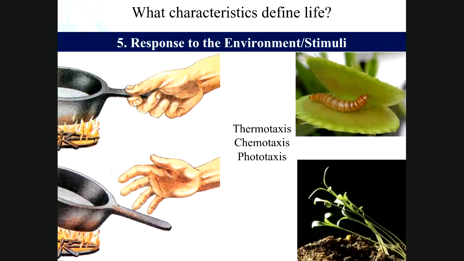Response to environmental stimuli, for example, if we're going to touch a hot pot, we could feel it's hot, immediately release it, hopefully avoiding injury. Thermotaxis, chemotaxis, phototaxis occur in different species. Plants, as you know, sometimes if you put it in a certain room, it'll bend towards the sunlight.